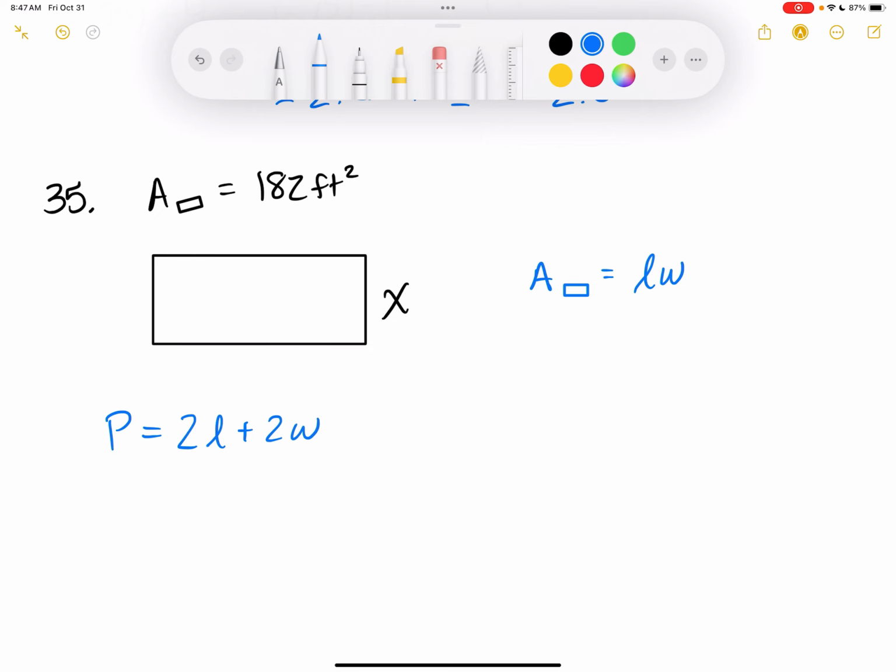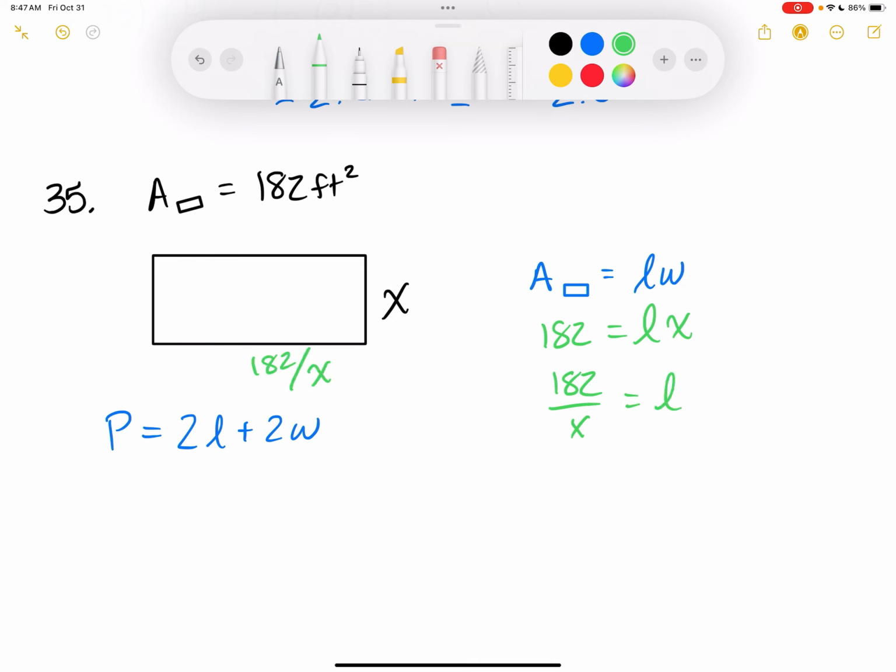Now, if I only know one side of my rectangle, and I'm assuming that it's the small side, that really doesn't matter, it's just a visual thing here, and I need to find the length of it. Any ideas how I might go about finding the length if I only know one side? How would I find the other side length? 182 over x. Because if this is 182 and I know that the width is x, so if I have 182 is equal to L times x, then the length has to be 182 over x.